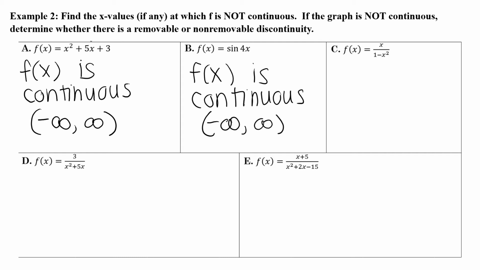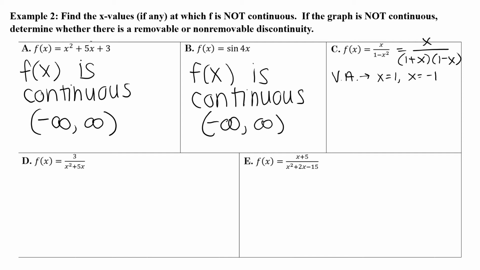Now when we look at part C, here we have a function f of x equals x over 1 minus x squared. So we want to think about any holes, gaps, jumps, or asymptotes that we might have. Remember, vertical asymptotes we get from our denominator equaling 0. So we want to start by just factoring our denominator. I'm going to write this as x over, and 1 minus x squared is just a difference of squares, so I'm going to write this as 1 plus x and 1 minus x. This tells me that my vertical asymptotes would be at x equals 1 and x equals negative 1.